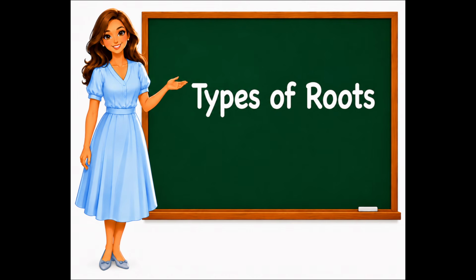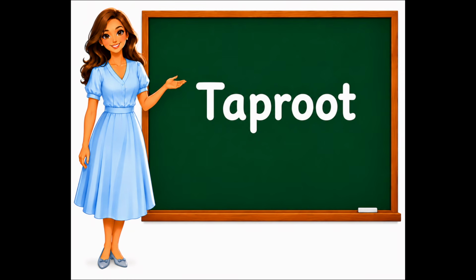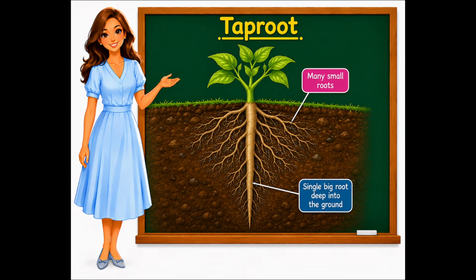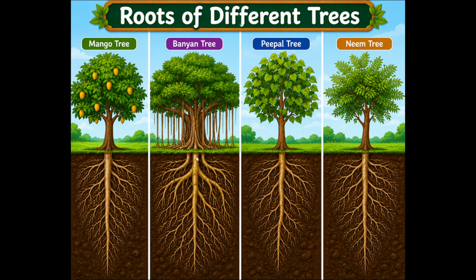Types of roots. First is taproot. What does it look like? One single thick main root that grows deep into the ground with smaller branch roots growing off it. Trees like mango, banyan, peepal, neem have taproots.